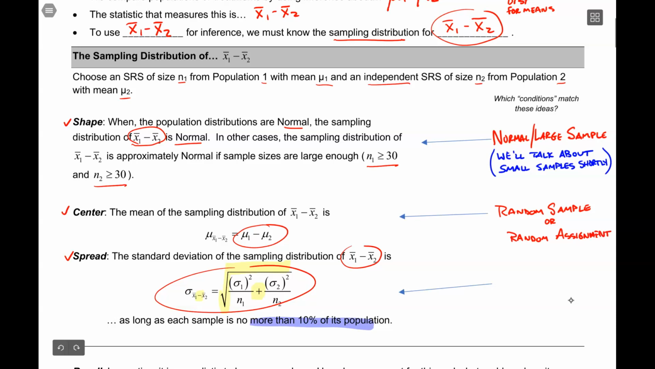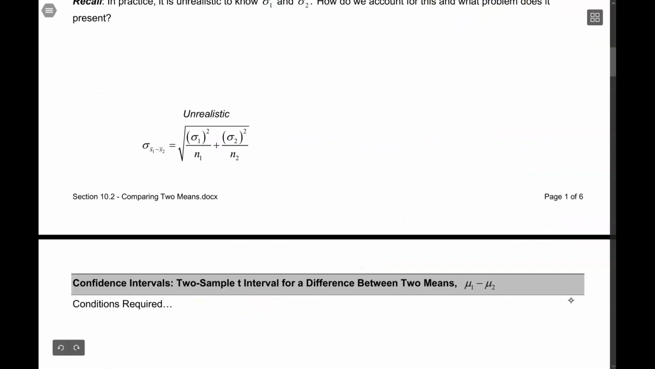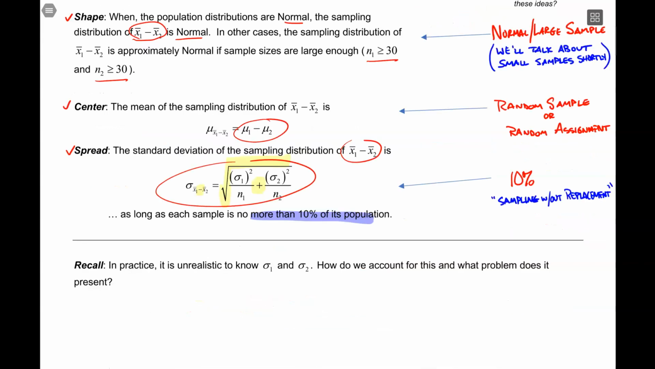Last but not least, the spread of the sampling distribution. This formula is true with the 10% condition. And remember this, the 10% condition is for sampling without replacement. Just a quick reminder here, if we are doing experimentation, we're often not sampling a population. We have volunteers, so the 10% condition does not apply.